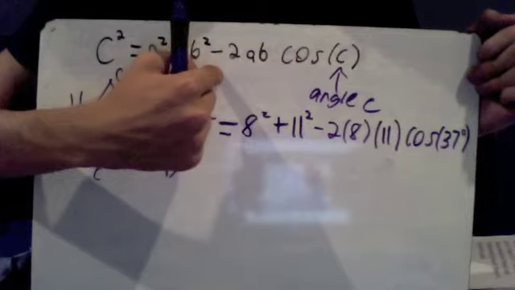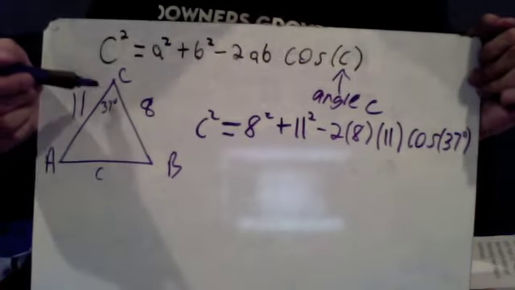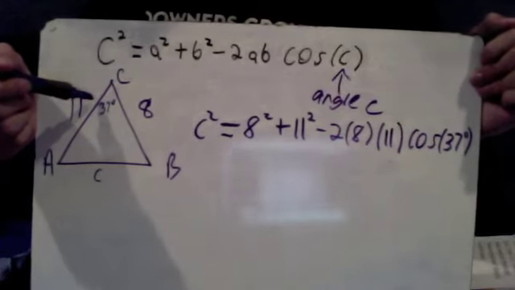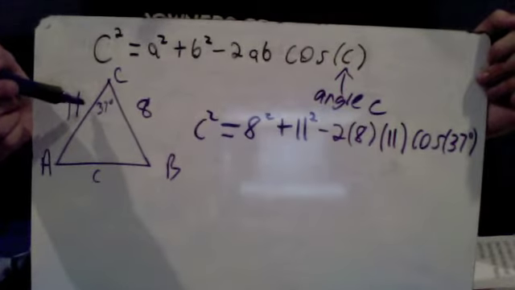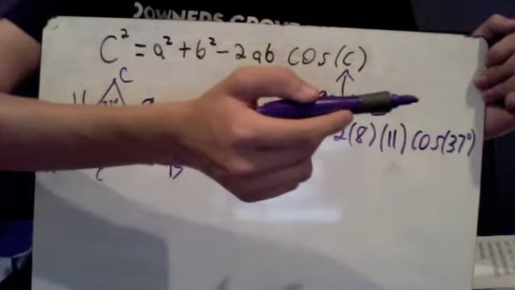And now you have to plug in the cosine of C. So if you look at our picture again, you can see that angle C has an angle measure of 37 degrees. So you plug in 37, and now you have your equation. So really, for these types of problems, all you're doing is plugging numbers into an equation. I mean, how easy is that?